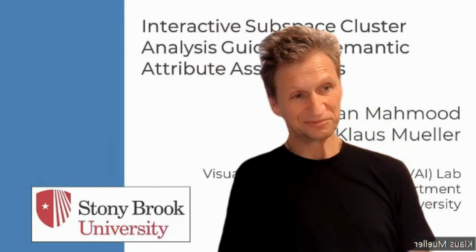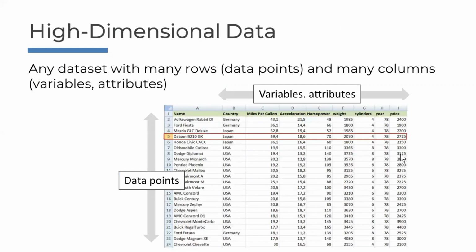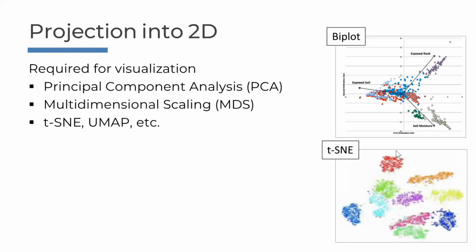Enjoy the show. So this paper deals with high-dimensional data. What's high-dimensional data? It's any data set with many rows and many columns. These are the dimensions. The columns are the dimensions. There's usually more than 2 or 3 or 4.